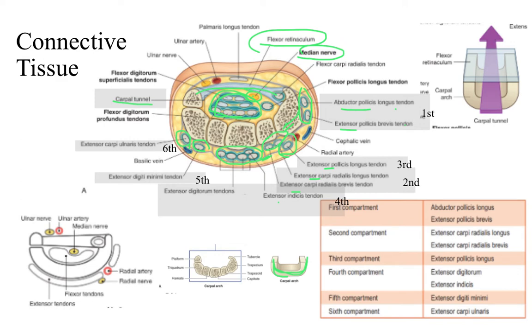However, I will say that if you look at them, there's a commonality between almost all of them, in that they are almost all extensors. The only exception is this abductor pollicis longus tendon, and remember what pollicis refers to? It refers to the thumb. So that would be abducting the thumb.